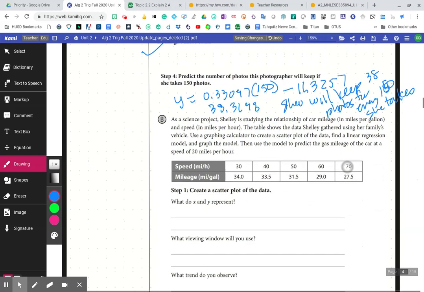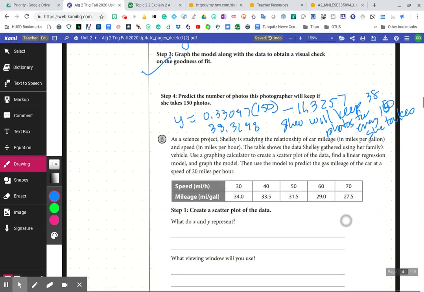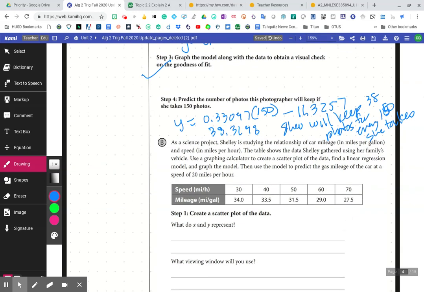All right, let's try B together. So as a science project, Shelley is studying the relationship of car mileage in miles per gallon and speed in miles per hour. The table shows the data Shelley gathered using her family's vehicle. Use a graphing calculator to create a scatter plot of the data, find a linear regression model, and graph the model. Then use the model to predict the gas mileage of the car at the speed of 20 miles per hour. So first of all, it's asking us what do the X and the Y represent. So X is the car's speed.